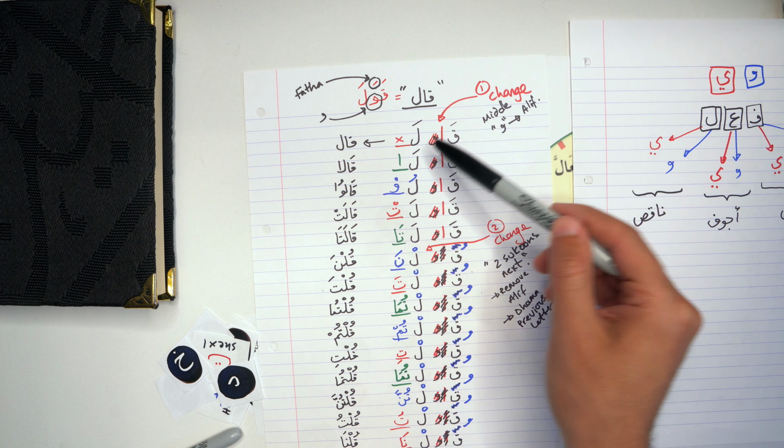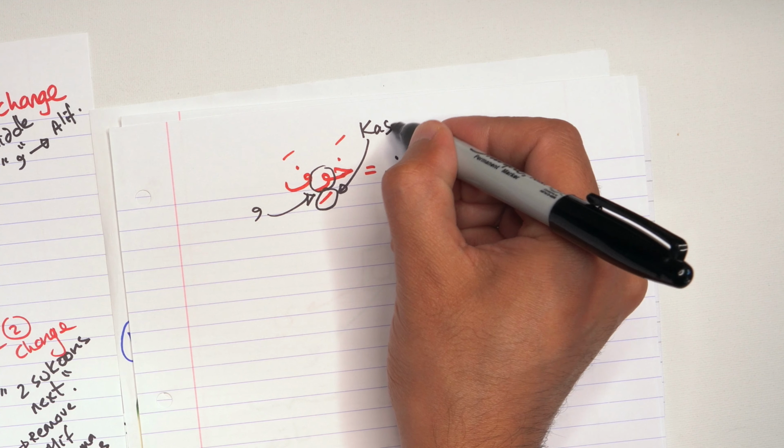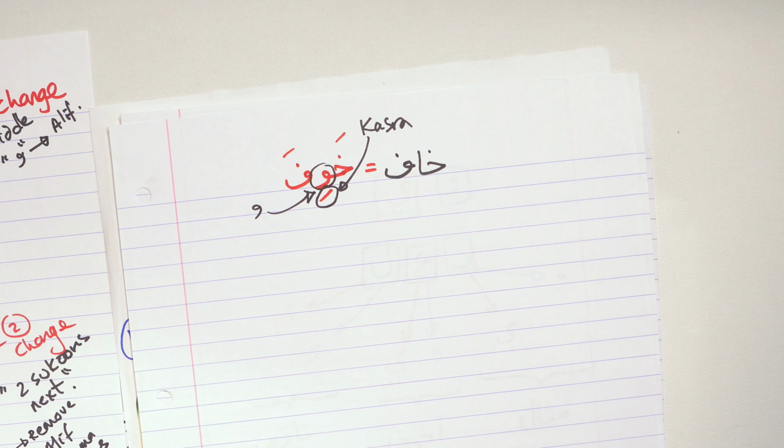Okay, so khafa is made up of kha, wa, and fa. But the only difference is it's kha, wi, fa. So it's ajwaf wawi, but it has a kasra. And this is going to affect part of it now.